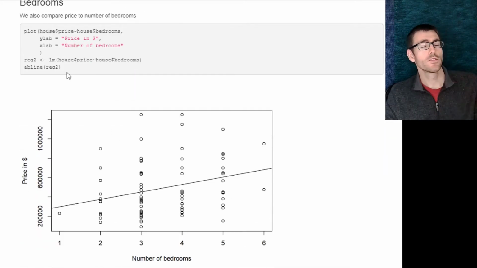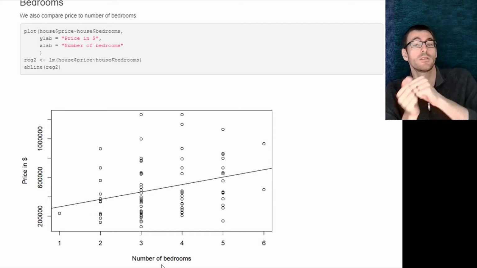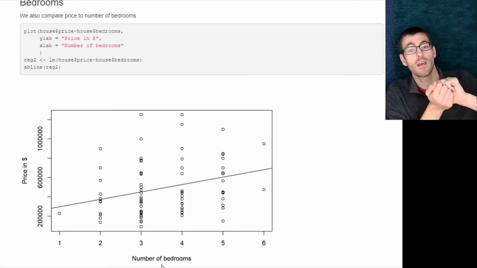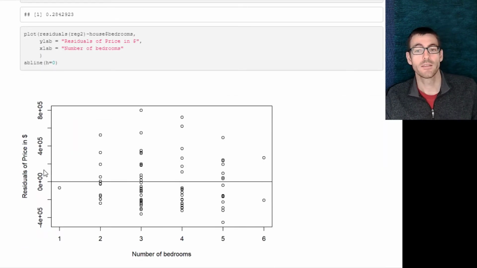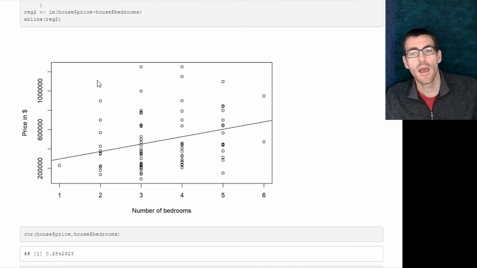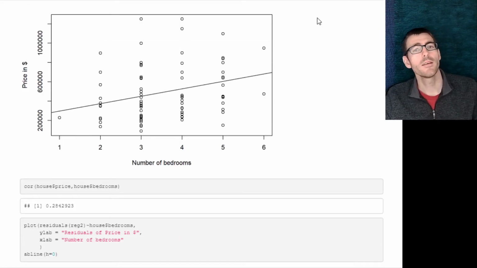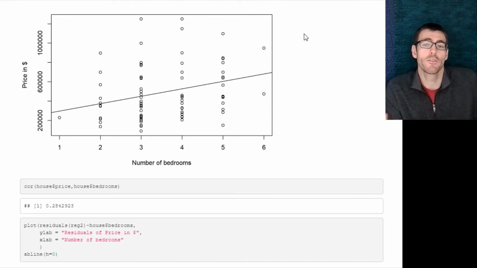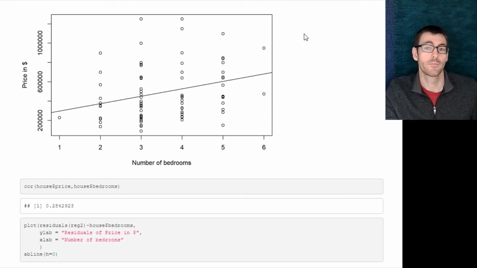If we also want to look at bedrooms, that is still a quantitative variable. We can talk about the association between the number of bedrooms and the price, and we can do exactly what we just did. We can fit a linear model, which has a reasonable looking residual plot. And then we can talk about what this slope means. So this has a positive slope, meaning that in general, houses that have more bedrooms are more expensive.